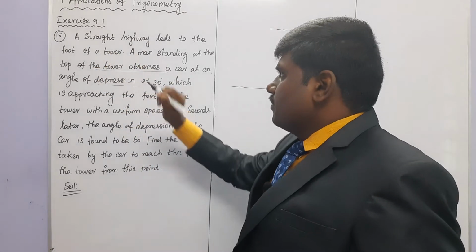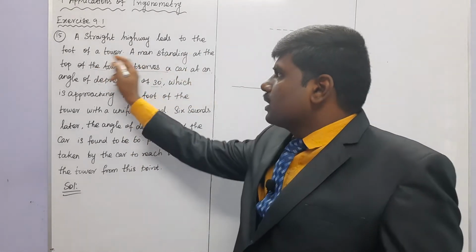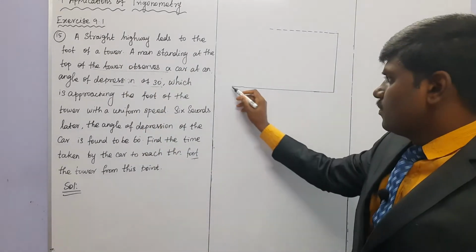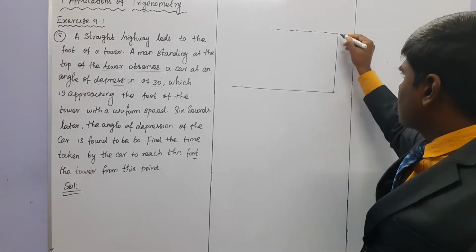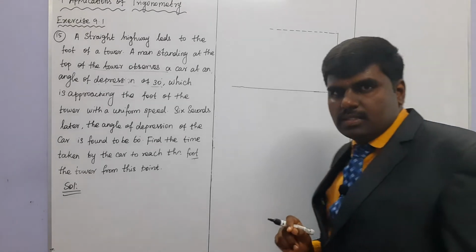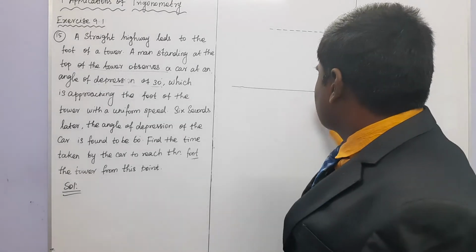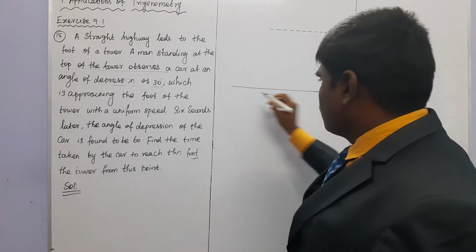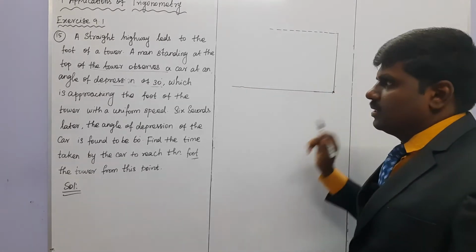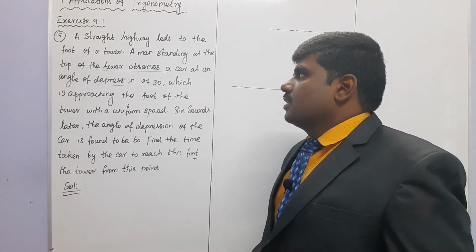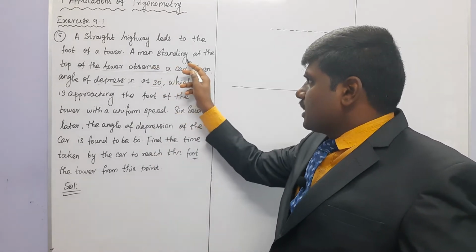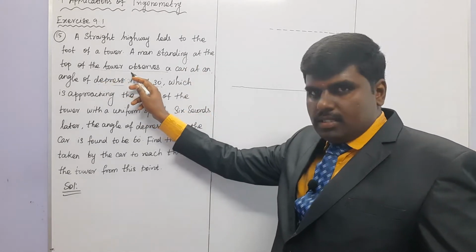A straight highway leads to the foot of the tower. Consider one straight highway to reach the foot of the tower. Consider this is the foot of the tower, one vertical standing tower. Here is the foot of the tower, and one straight highway reaches the foot of the tower. A man is standing at the top of the tower.